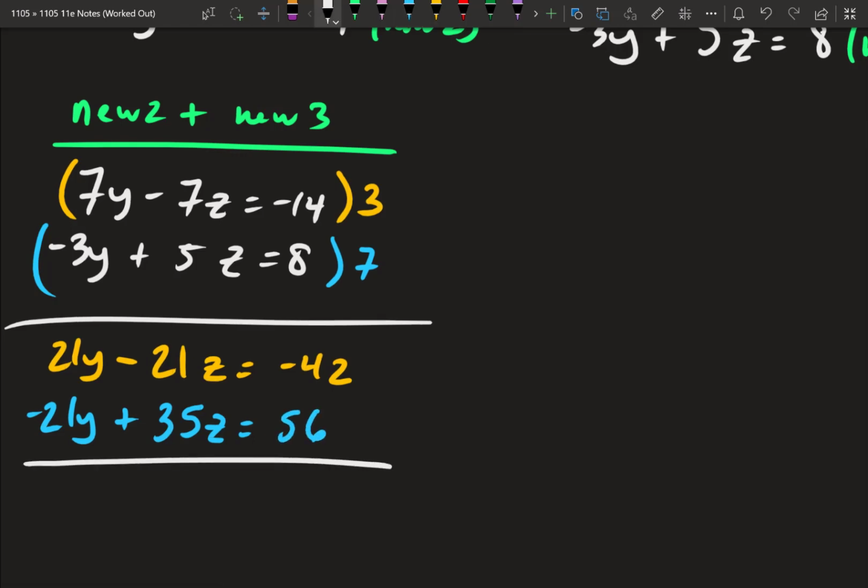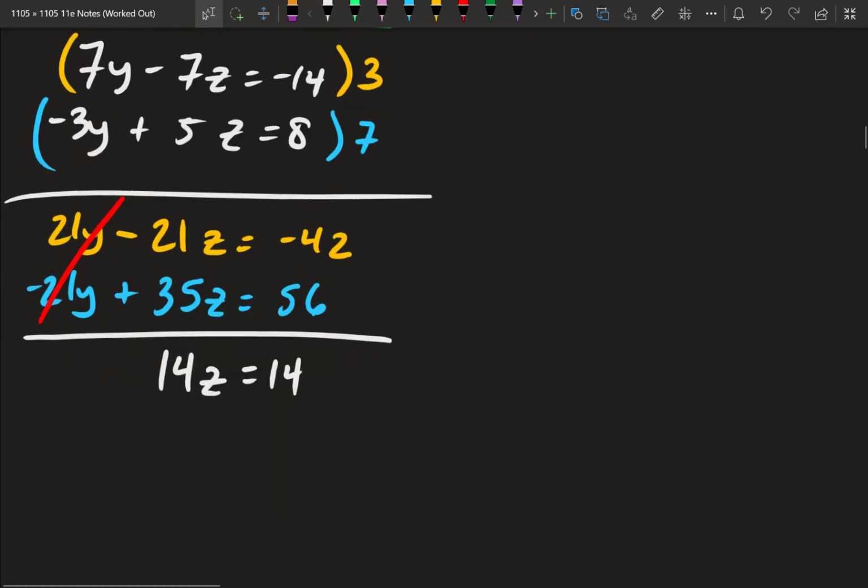Now we add them. So our y's cancel. We have negative 21z plus 35z is 14z. Negative 42 plus 56 is 14. We divide by 14 to get z equals 1. So now that we found one of them, we're going to plug it back into either new 2 or new 3 and find y. It doesn't matter, you can plug it into any one.